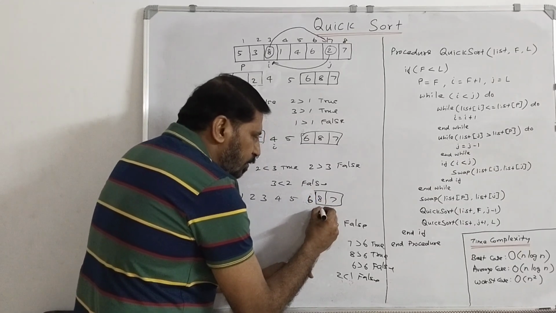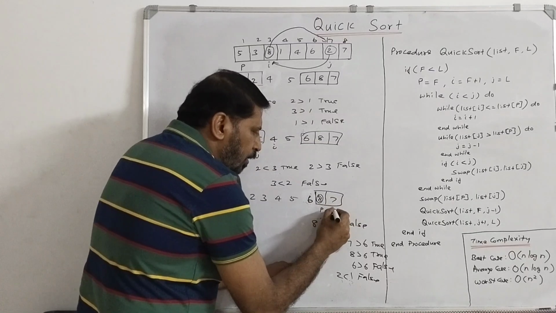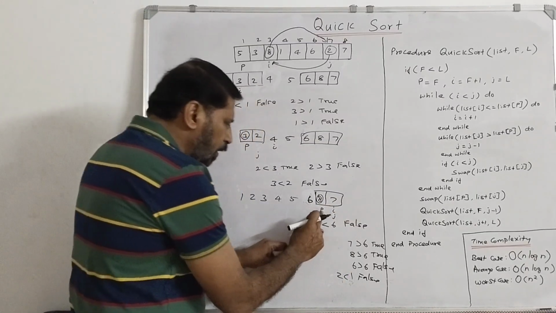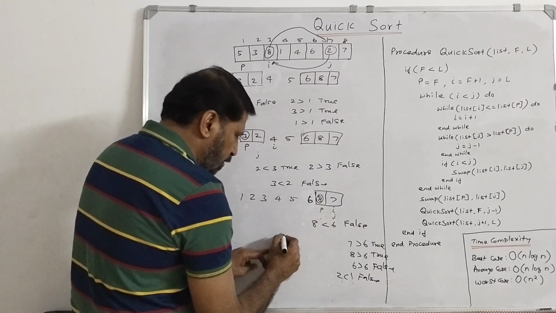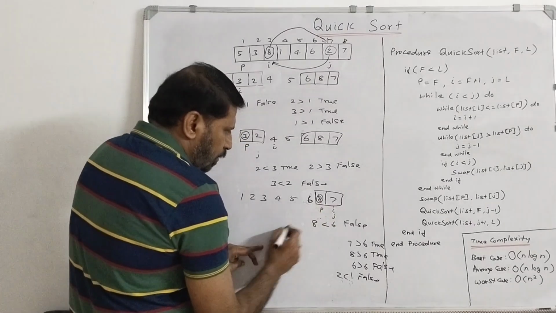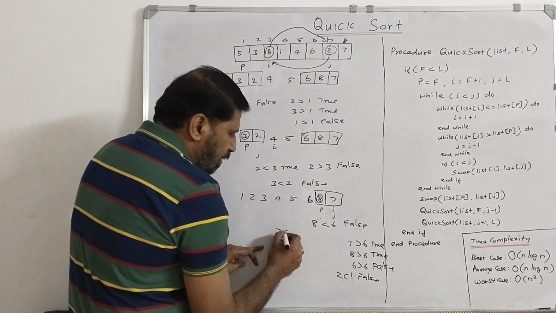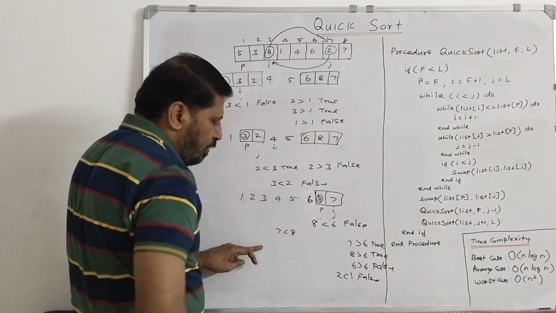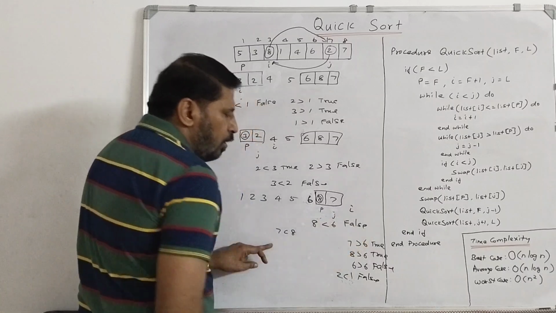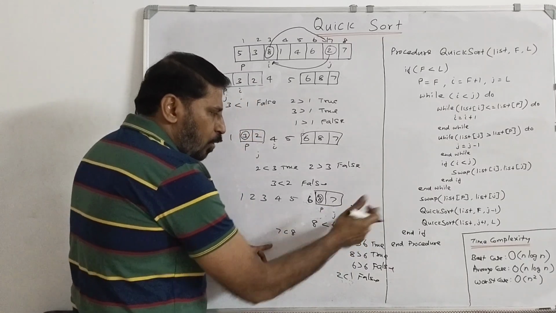So what do we do? This is the pivot and this is I. The same number is j. Okay. Now what do we do? We have to check the I list. Is 7 less than 8? What is the condition? Condition is true. True means I is incremented by 1. If I is incremented, I go beyond the limit.